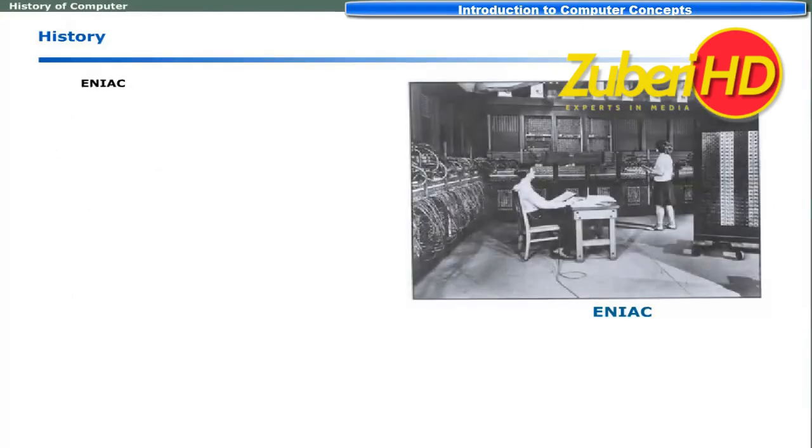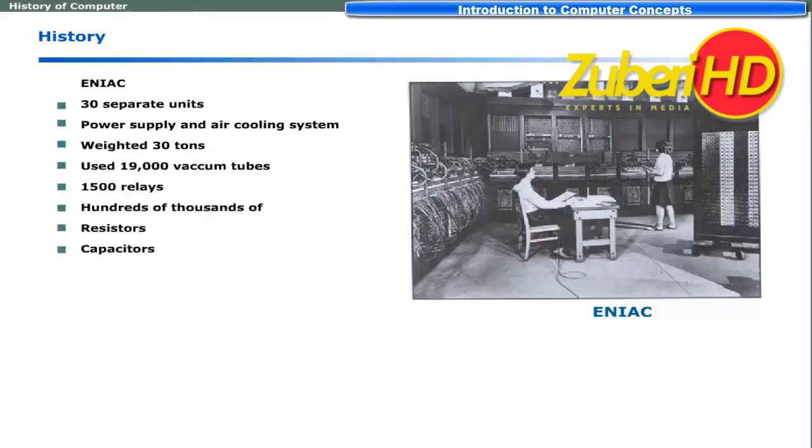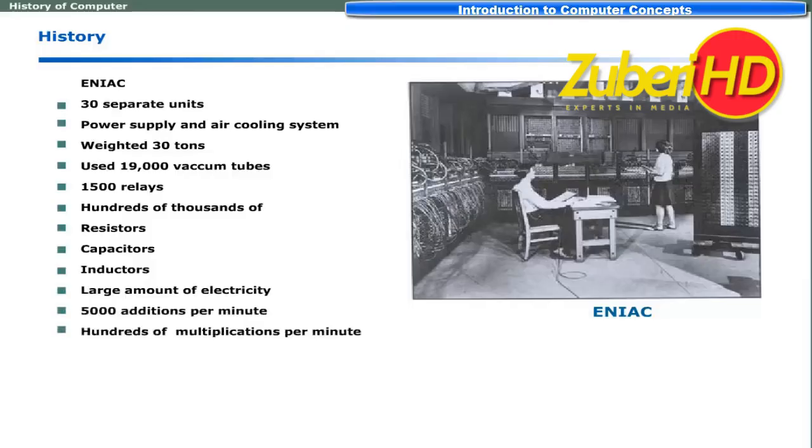ENIAC consisted of 30 separate units, a power supply, and an air cooling system. It weighed 30 tons, used 19,000 vacuum tubes, 1,500 relays, and hundreds of thousands of resistors, capacitors, and inductors. It required a large amount of electricity. It could perform 5,000 additions per minute and hundreds of multiplications per minute.